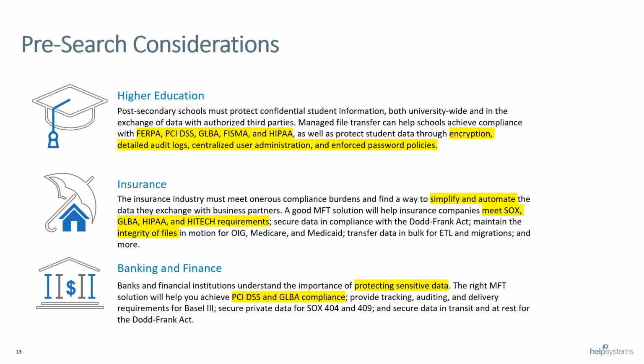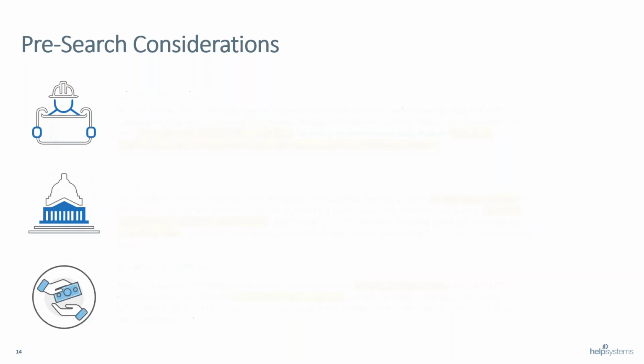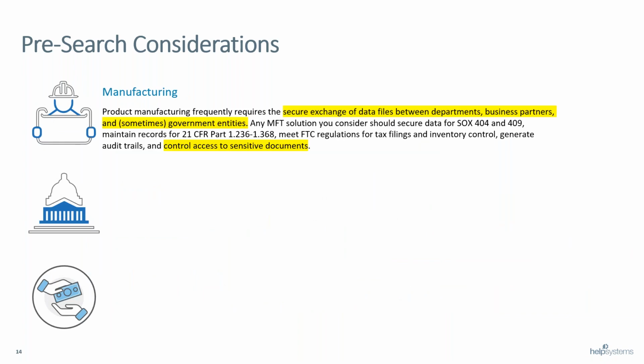Then we have banking and finance. Protection is key. They have a lot of sensitive data. They have different compliances, like PCI and GLBA, that they must meet, and so much more. Manufacturing: their need is around security, of course, a secure way to share data internally between departments, but also to be able to share with their business partners. They need a solution that will protect their sensitive data, allowing them to define or set permissions by user or group of users.